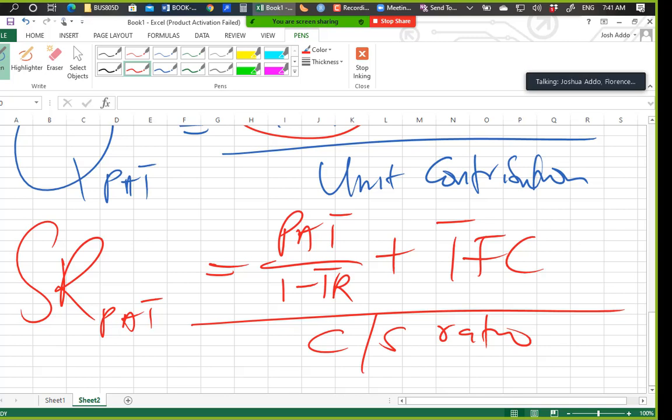Okay, so this is just a recap. You know these formulas already, and it is these formulas that we are going to modify a little bit in trying to do the multi-product break-even analysis.